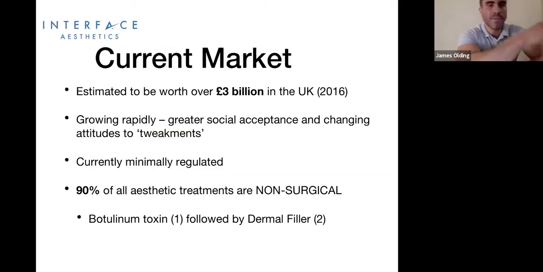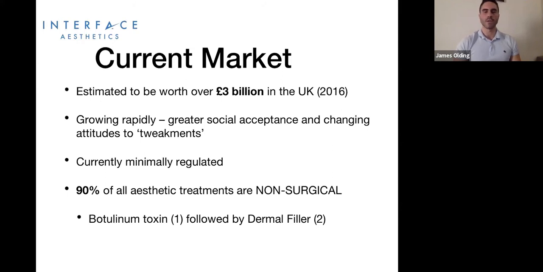So in terms of the current market with aesthetics, we can see that it's worth a huge amount. I mean, these numbers are from 2016, since which time the market has increased even further. And you don't have to look far on social media or even amongst friends and family to know someone who's had aesthetic treatments done, or in your professional circles, if you're doctors and dentists, to know anyone who's providing these treatments. So it's a really huge market which is still growing.